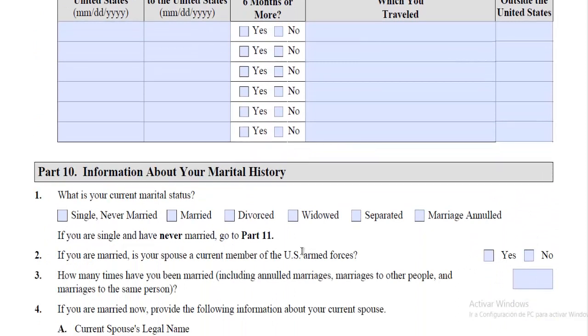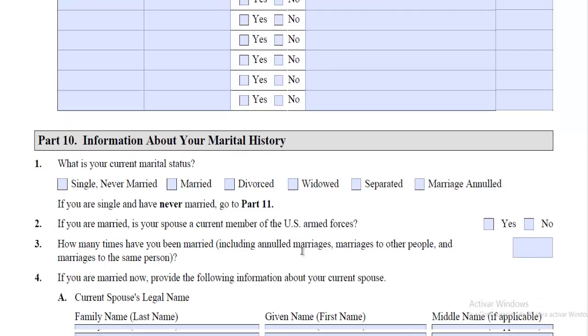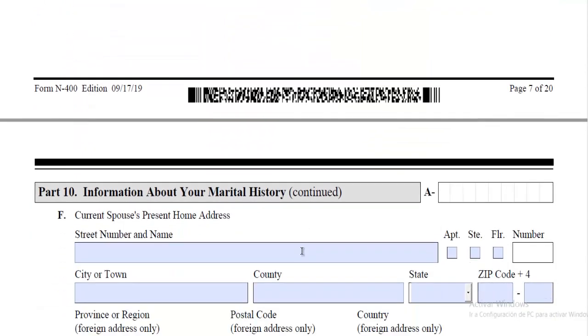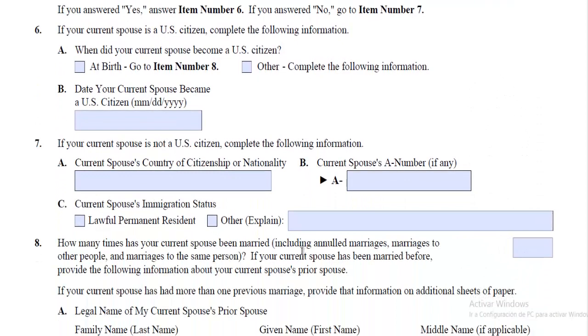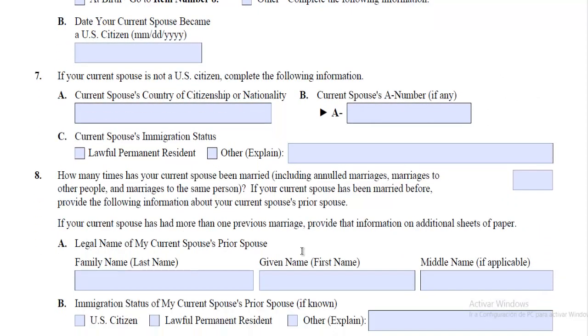In Part 10, information about your marital history, this section raises questions for many applicants. For example, let's go to Question 8. It's a source of confusion, this question. It asks how many times your current spouse has been married. The key is to understand that your current marriage counts when adding this up. So for instance, if your spouse has been married twice before, you answer 3 here.